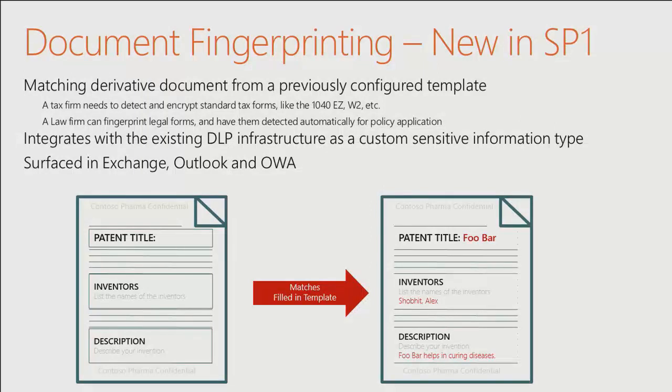This is mostly applicable in organizations that use templates in their workloads, where you may have a template. For example, at Microsoft, we use common templates for engineering specs, or common templates for things like patent application. And then you would create a fingerprint of that template. And then basically, any place that template is used in the system, we would detect that there is a derivative work of the template.